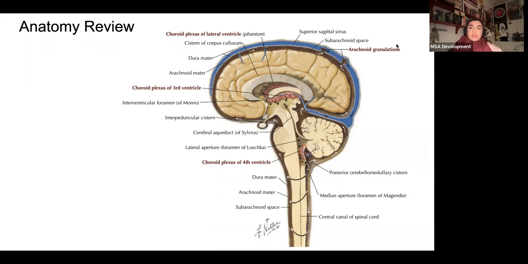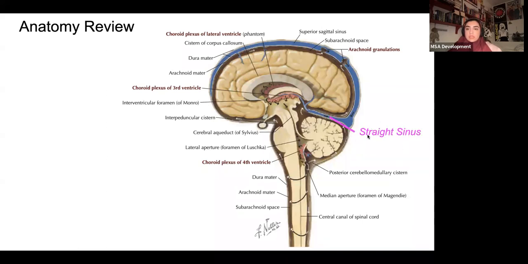Now, one important thing in the OSPE anatomy that they really like to ask you about is, of course, your cavities. So your ventricles, your ducts, etc. So we have to remember the order of everything from lateral ventricles down to the fourth ventricle, and how they're all connected, etc. Right? And where the CSF is basically going through and how it's being drained. So we can see over here.